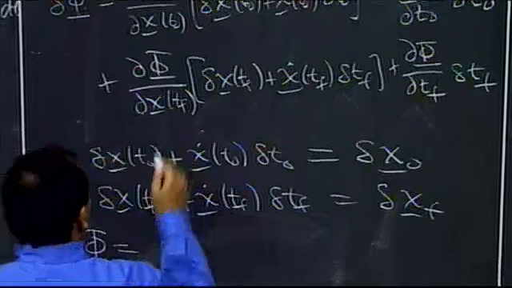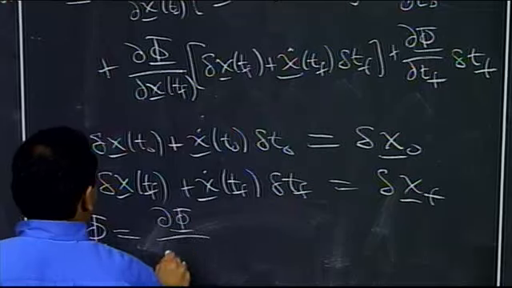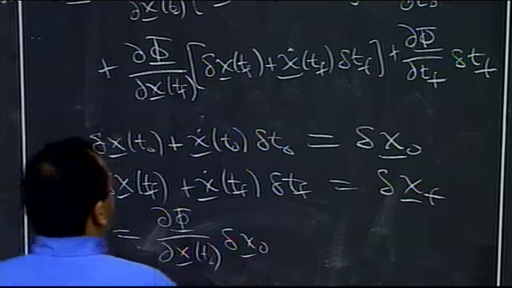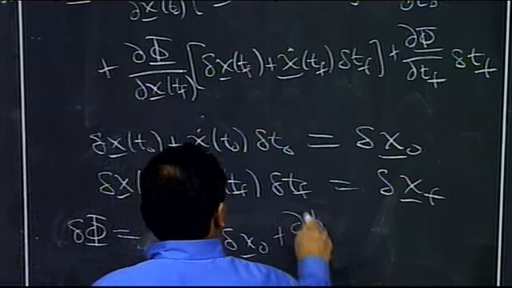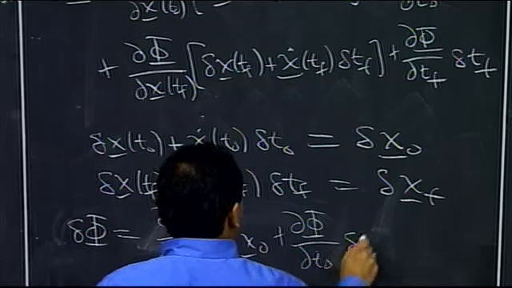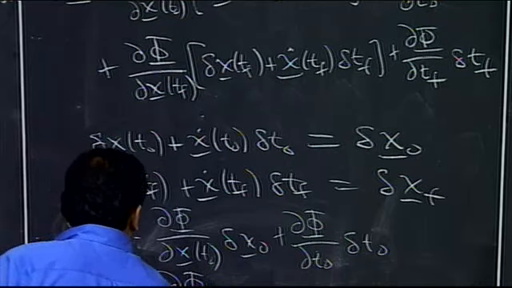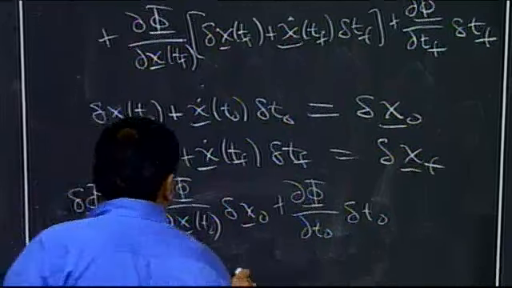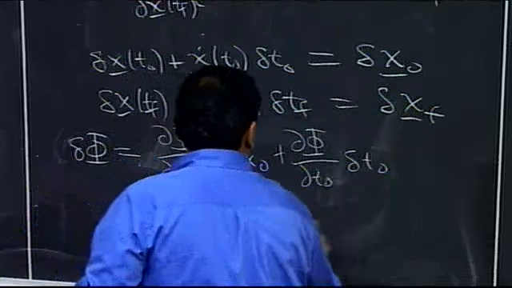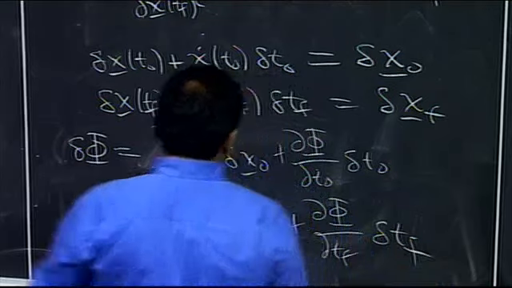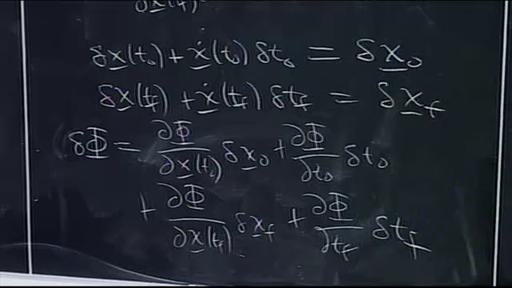to the partial of phi with respect to x at t0 times the variation in x0, plus the partial of phi with respect to t0 times the variation in t0, plus the partial of phi with respect to x at tf times the variation in xf, plus the partial of phi with respect to tf times the variation in tf. That was the result that I was meaning to write down on the board last time, and I lost track of that one term, so I didn't get it all written down.